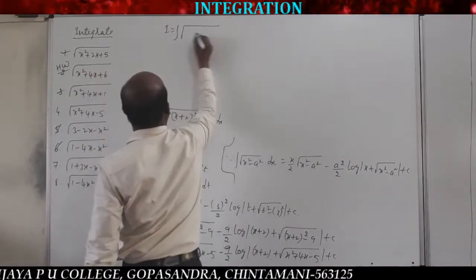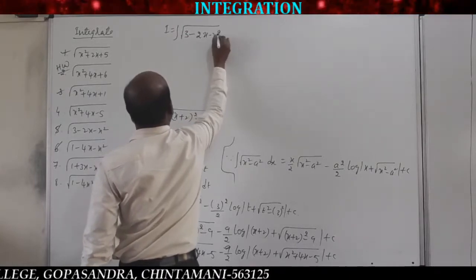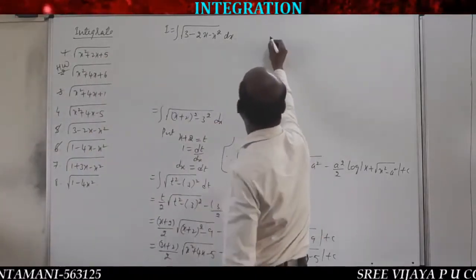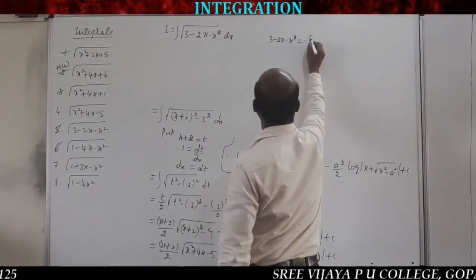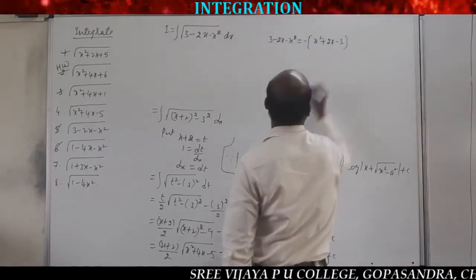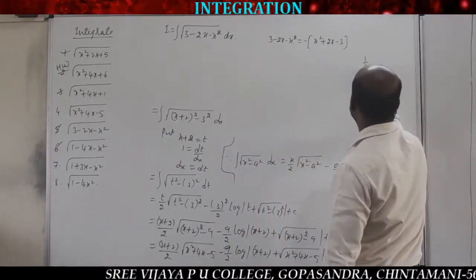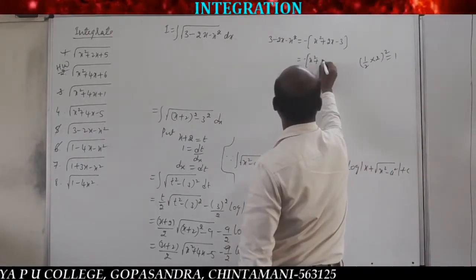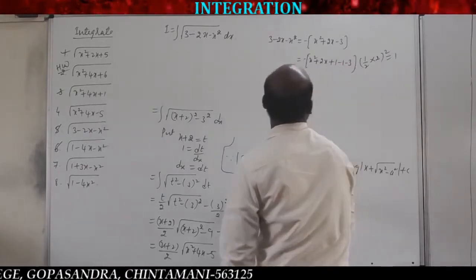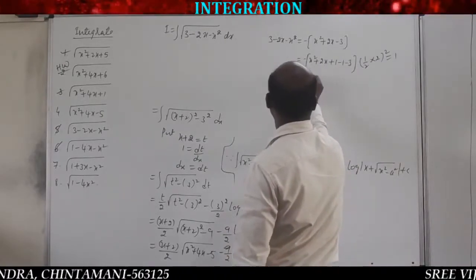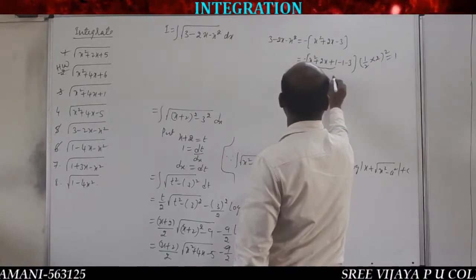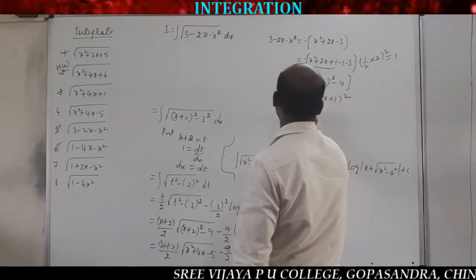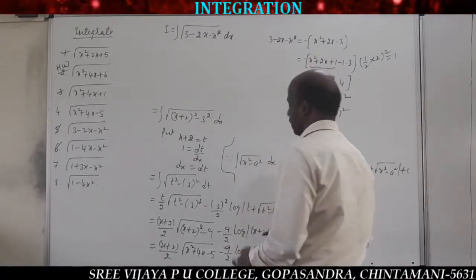So I is equal to the integral of root of 3 minus 2x minus x square with respect to x. Three minus two x minus x square is minus of x square plus two x minus three. Half the coefficient of x is two, whole square you will get one. So minus of x square plus two x plus one minus three, that is equal to minus of x plus 1 whole square minus 4. Multiply by minus: 4 minus of x plus 1 whole square, that is 2 square minus of x plus 1 whole square.